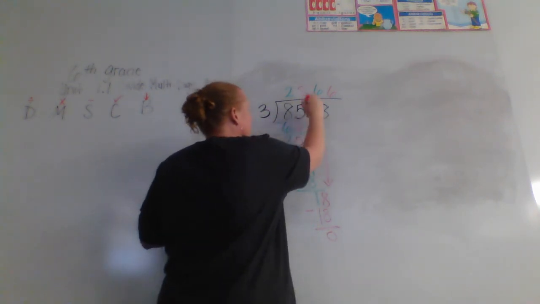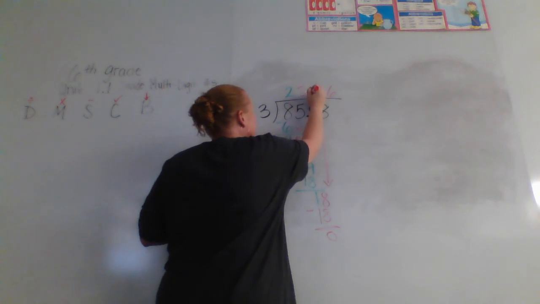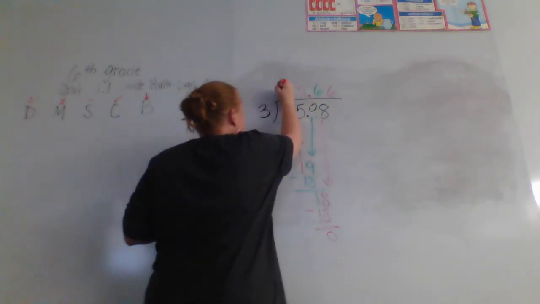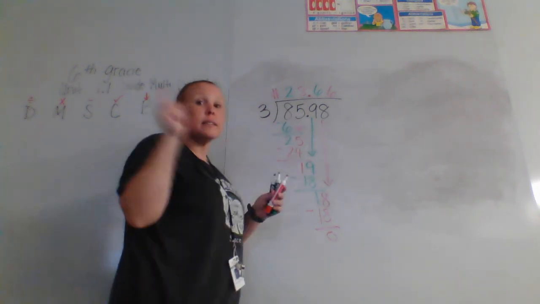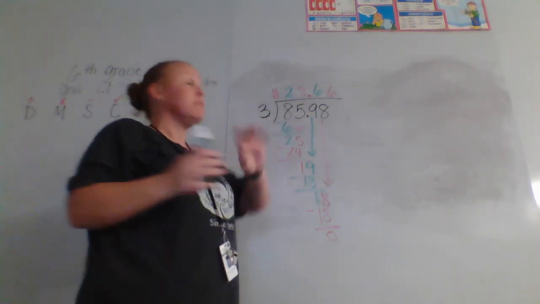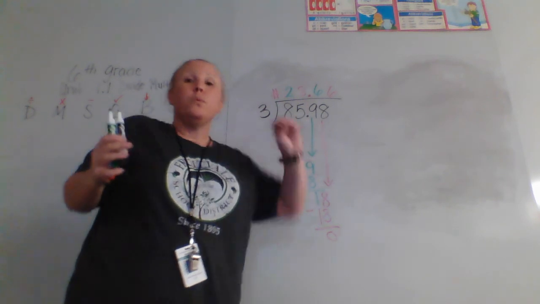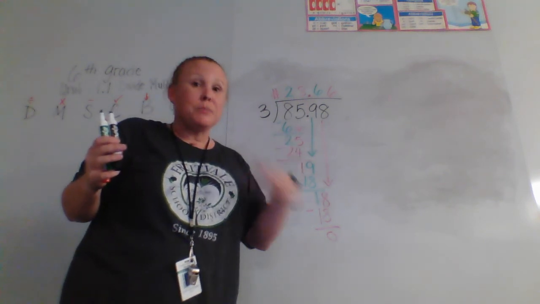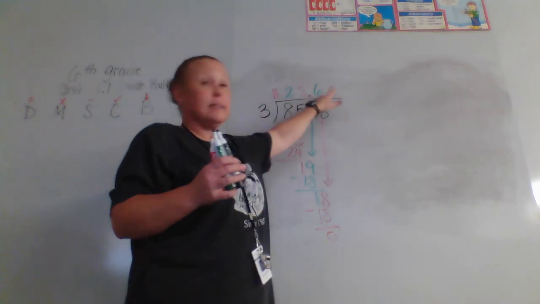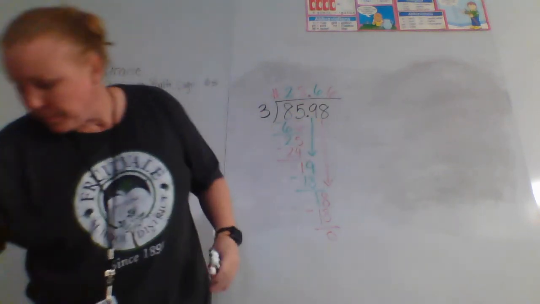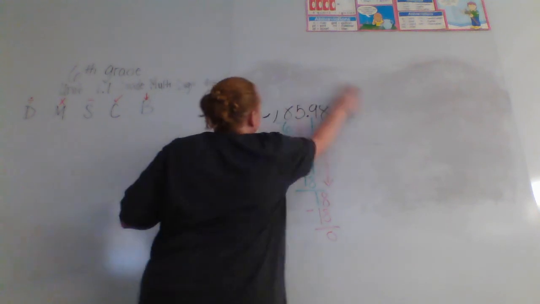Okay? Now, see that decimal right there? We're going to bump it straight up, and it's going to go right there. So each month, his bill, with a dollar sign, because it's a word problem, so we're going to have a word answer. So dollar sign, $28.66. Okay?